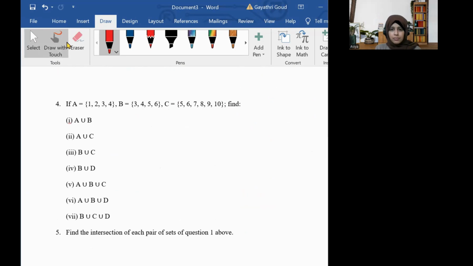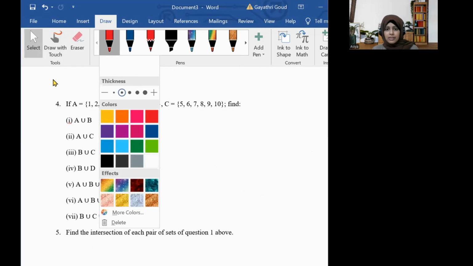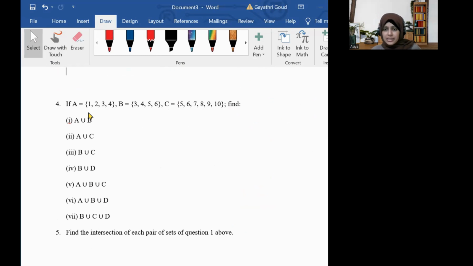Now, here, set A with its elements is given as 1, 2, 3, 4. Set B has elements 3, 4, 5, 6. Again, set C is 5, 6, 7, 8, 9, 10. Now, what do we have to find? I would be giving 1, 2, and 3 as homework because it is simple. You just have to write down all the elements from it. Now, let us do the fourth one.